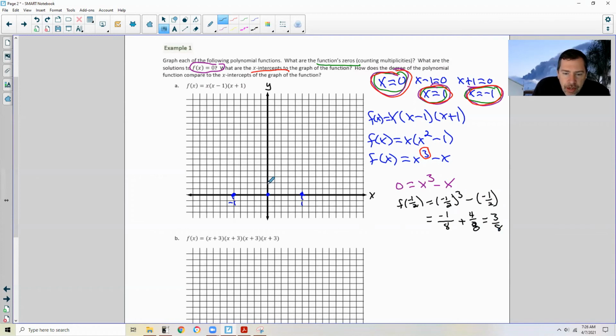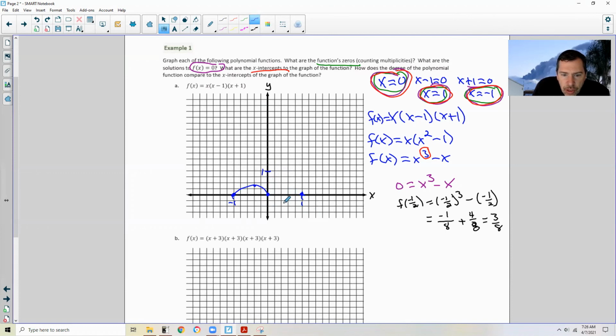Okay. So if I made this 1, 2, 3, 4 and made this 1, then 2, 4, 6, 8, 3/8 would be about here. Okay, so this is going to come up like so, and come back down. And we're going to get the same answer over here with a positive. It's just going to become negative 3/8.